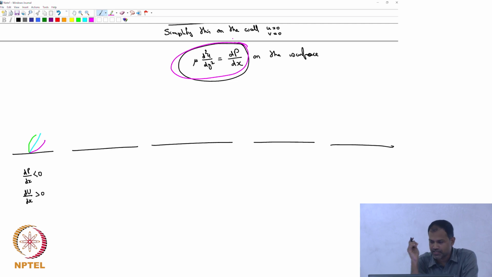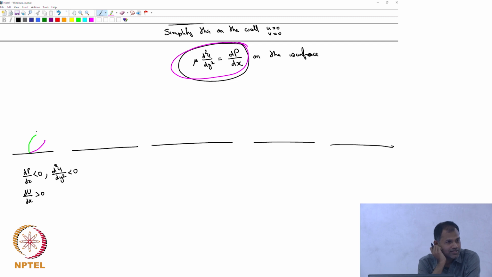But by looking at this, where I have dP by dx less than 0, that means d square u by dy square less than 0. Whether this green or blue or this magenta will satisfy d square u by dy square less than 0. Green can't, blue can't, because blue means it's a straight line. So the second derivative should go to 0. So blue is ruled out. Now green or magenta.